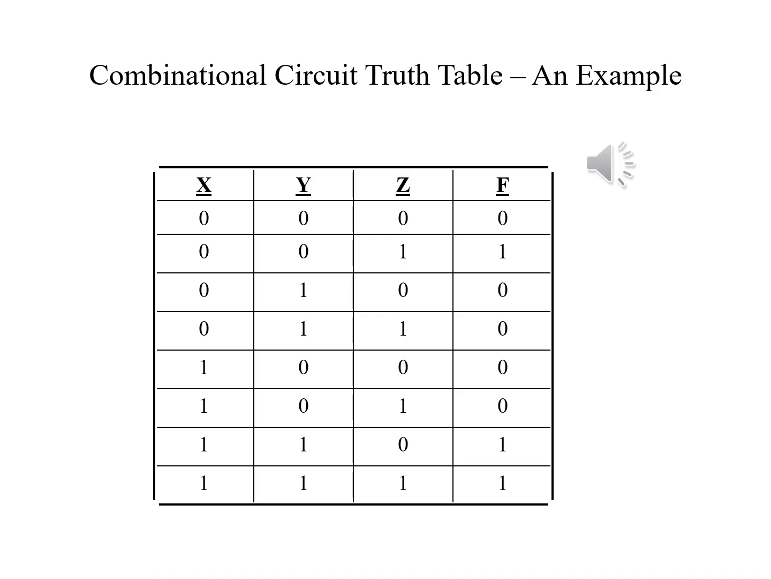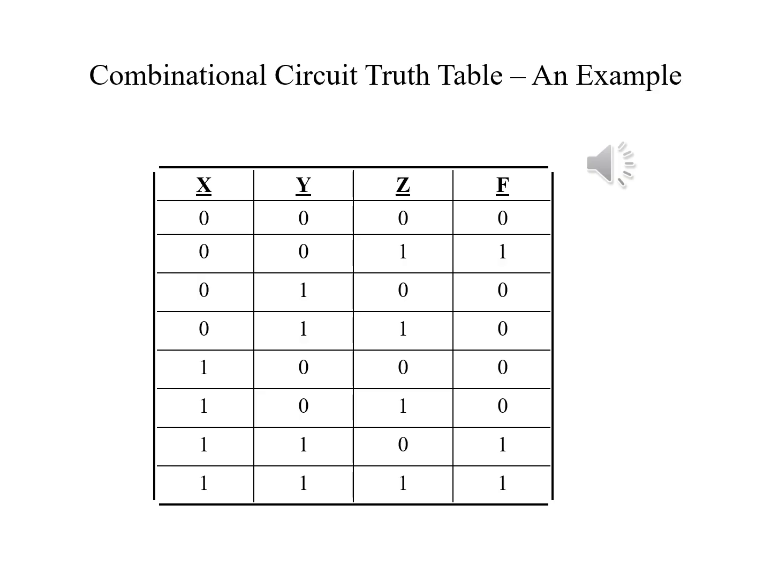Here you see a slide where we have a truth table for a function that has 3 inputs, x, y, and z, and one output, f. The 0s indicate false and the 1s indicate true. When x, y, and z are all 0, f is 0. When x and y are 0 and z is 1, f is 1. When x is 0, y is 1, and z is 0, f is 0. When x is 0, y and z are 1, f is 0.